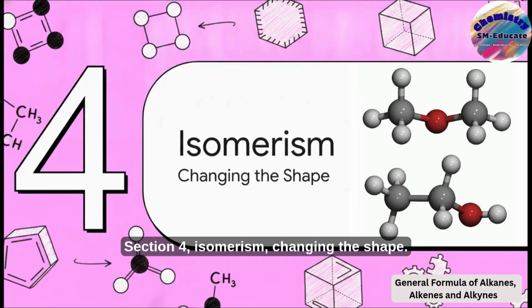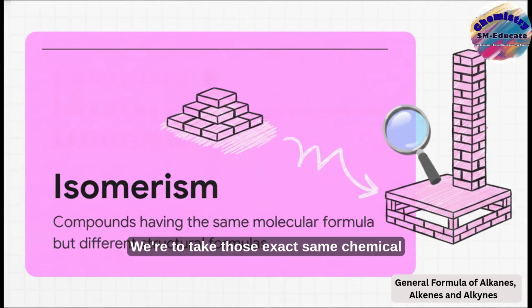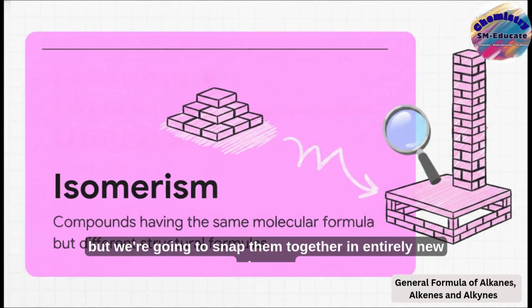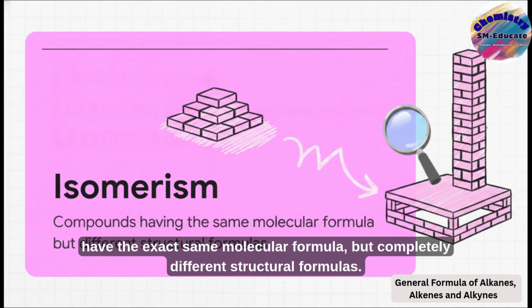Section 4. Isomerism. Changing the shape. Now that we've totally conquered the formulas, let's step into 3D structures. We're going to take those exact same chemical building blocks we've been talking about, but snap them together in entirely new shapes. This brings us to isomerism. It's a really cool phenomenon where compounds have the exact same molecular formula, but completely different structural formulas.